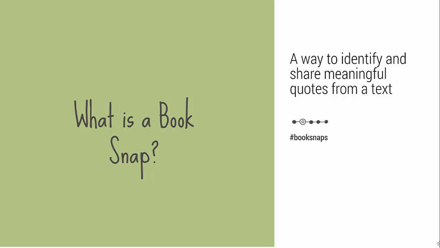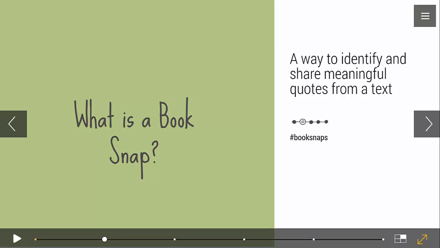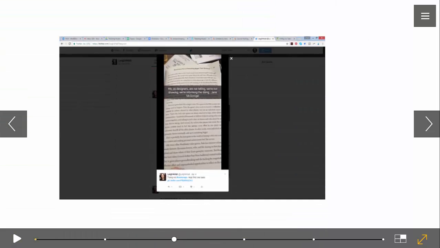Admittedly, I might be a little bit late to this game, but a book snap is a way to identify and share a meaningful quote from a text. And there's a hashtag on Twitter for it, and on Tumblr and Instagram, I'm sure, and on Snapchat. And that is hashtag Booksnaps. Okay, so you can get on any of those social media sites and just hashtag it, and you will see some examples. Now, I've put an example in here for you of one that I did.